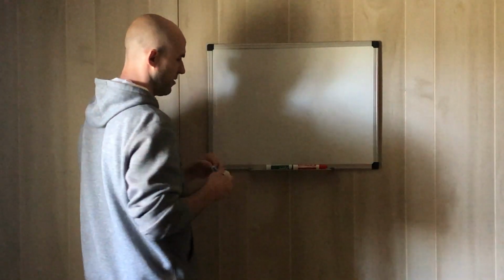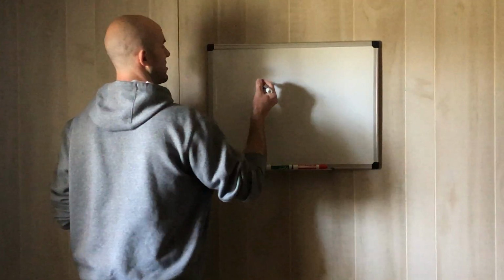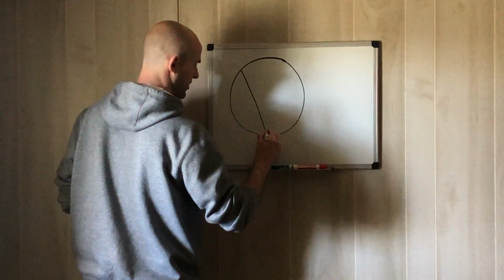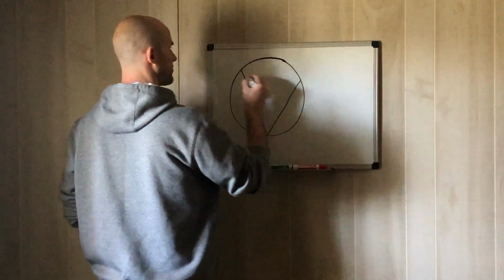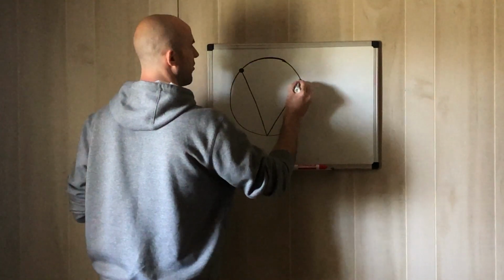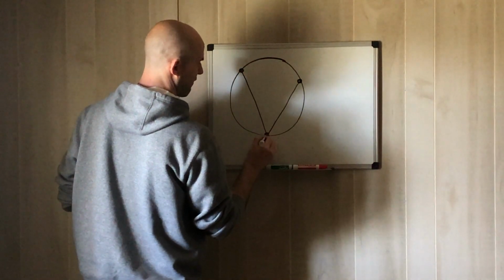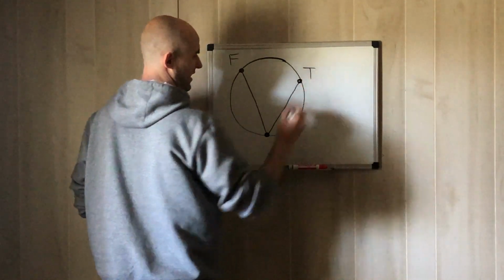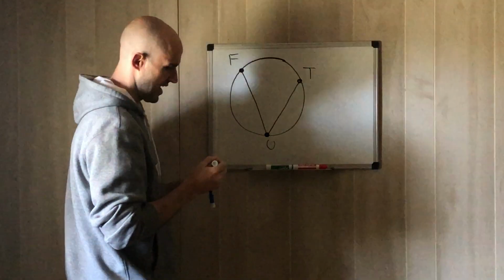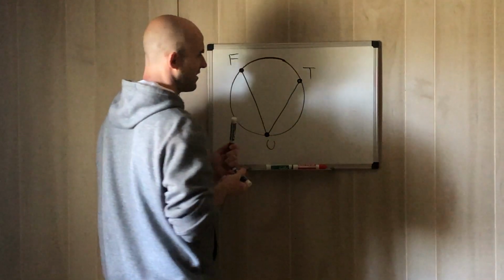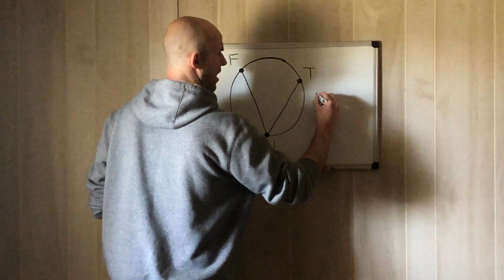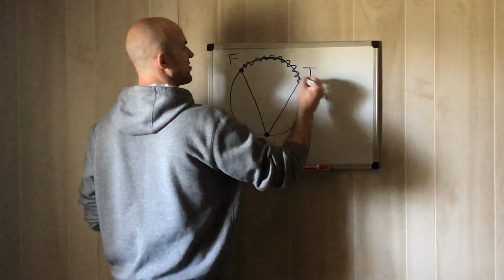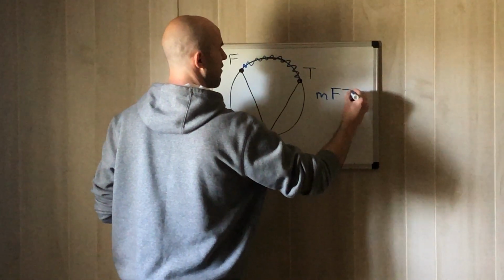So again, for example, let's say we had a situation like this, just to help you guys out. We have that point, we have this point, we have the vertex here. Let's say that that's F, that's T, and that's U. And I want to find the measure of arc FT. I want to find the measure of this arc.